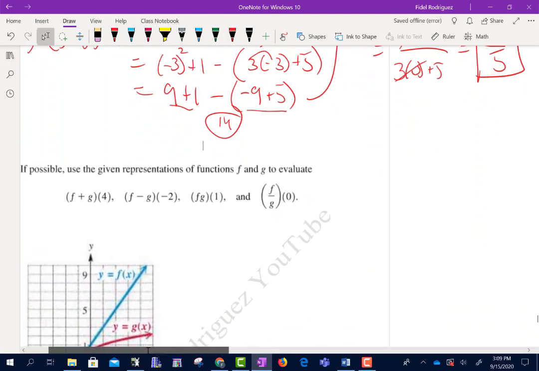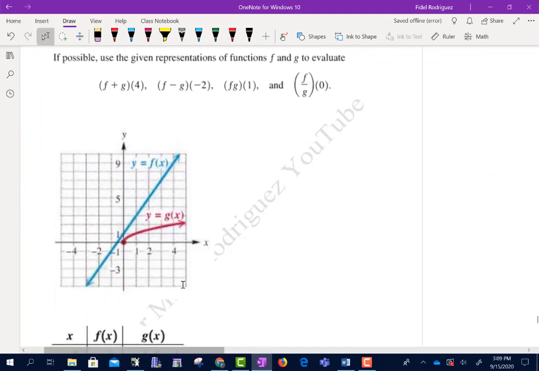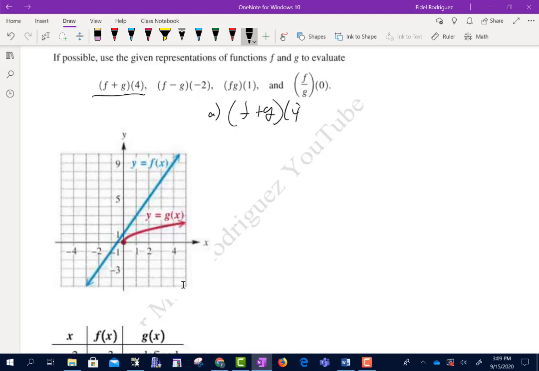So let me move back here. And we're going to do the same thing for this problem here. We're going to use the graph first to see if we can figure these parts out. So let's do this first one, part A. We want to find f plus g of 4. So we're going to find f of 4, we're going to find g of 4, and then we're going to add them together. Okay, so remember what f of 4 is. So guys, f is my blue line here, okay? The blue line, and g is kind of my red curve this way, okay?